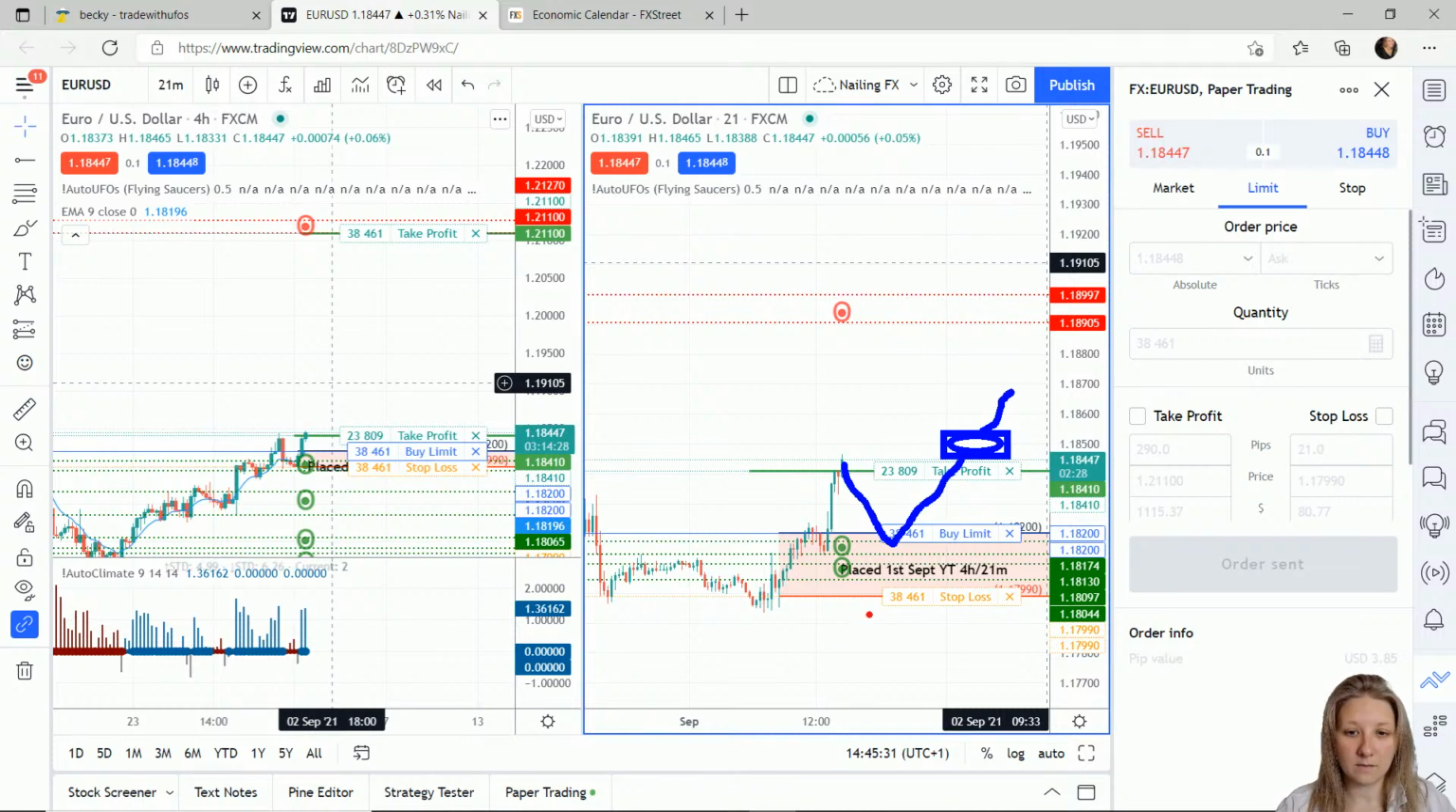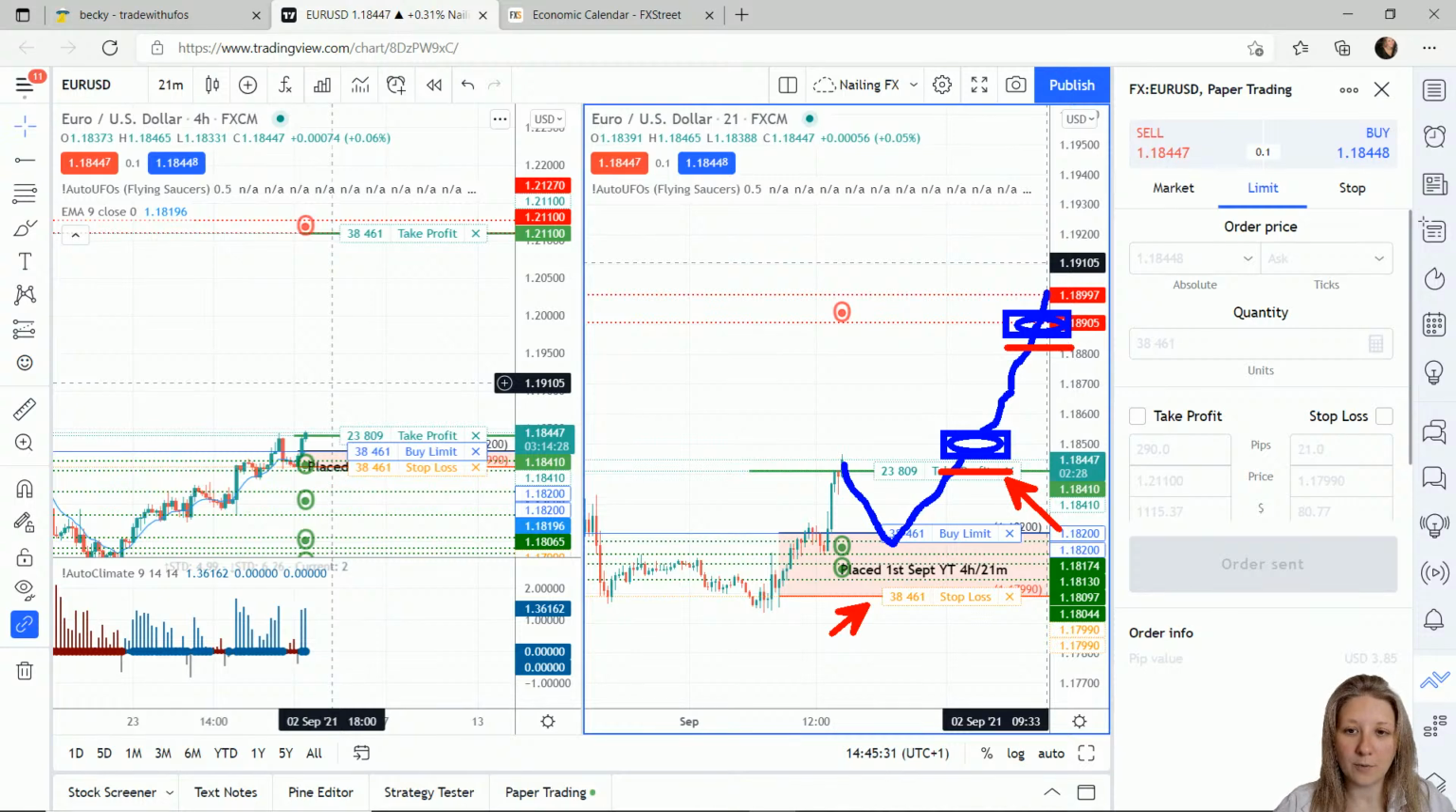So we take our stop loss from here and we put it here behind a new set of buy orders. So price has got to go through buy orders before it stops us out. Let's say it continues up and a new UFO is formed here. And we take our stop loss from here and we put it here. And we're just locking in profit as we go.